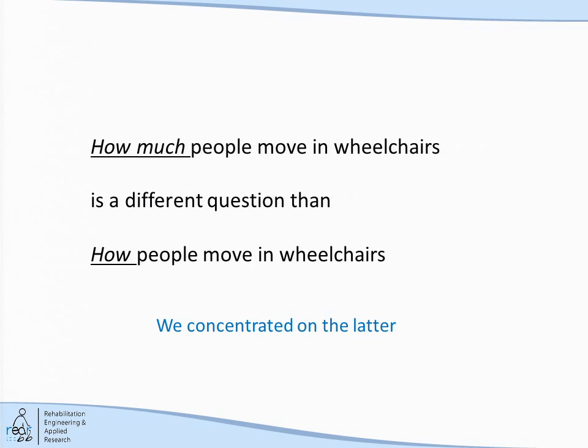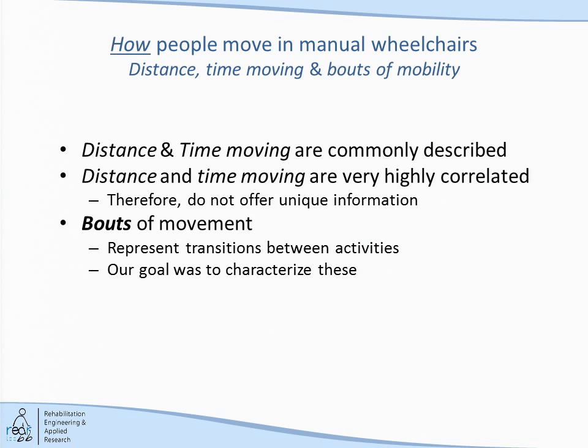Now, how much people use wheelchairs is different than how they use wheelchairs. And this is an important question because it motivates how you study wheelchairs, and that's what we were interested in. As you saw, the distance and the time moving is fairly commonly described. There are also two things that are highly correlated. And anything that's highly correlated means that they don't offer unique information. You can measure one or the other, and they're highly correlated, and you can infer the other one.